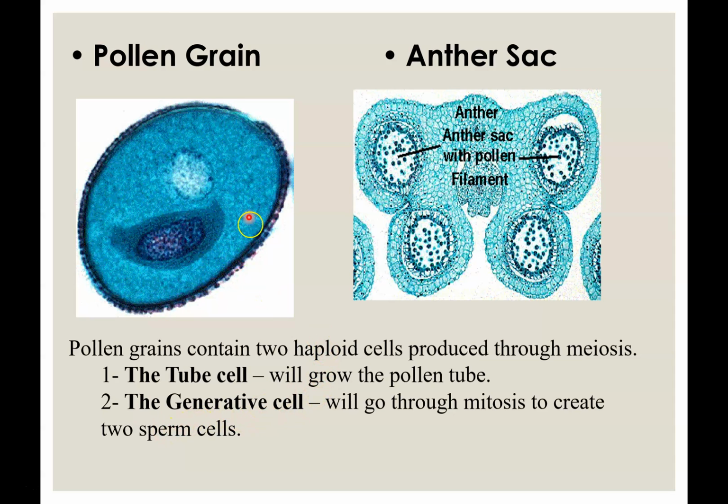And these pollen grains are produced in the anthers. The anthers contain these sacs that eventually, when these cells are developed, are toward the center of the sac. So the megasporophyte mother cells are going to be here, and they develop to produce these pollen grains that contain the tube cell and the generative cell. And remember, the generative cell will go through mitosis to create two sperm cells.